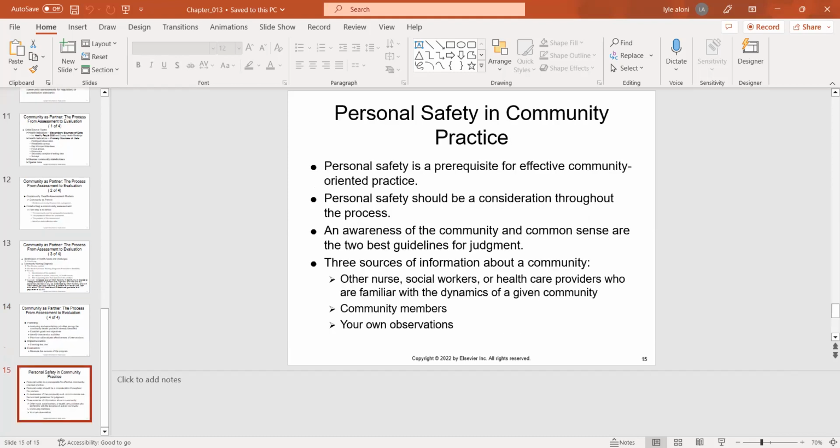And our last slide is going to talk about personal safety and community practice. So it's a prerequisite for effective community-oriented practice. Personal safety is always a concern. Three sources of information that we know about a community would be through our community members, through observations, and other nurses, social work, or healthcare providers who are familiar with the given community. So that about takes us through community assessment and evaluation and how we see it, and what we as public health nurses will do to implement that in process.